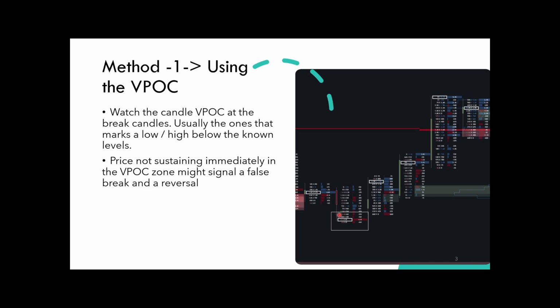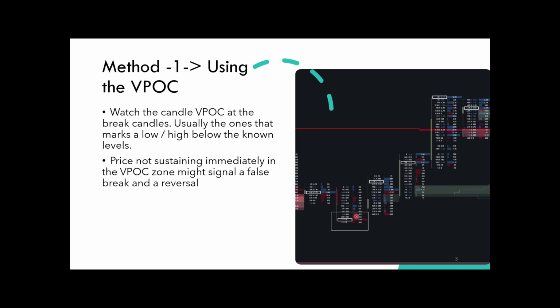Okay, we'll mark the VPOC here. For example, the VPOC is here in this candle. What we are trying to do is see whether the subsequent candles' price is holding into the VPOC or not holding into the VPOC, right? Okay, we want to find that out. What has happened in this case, if you see, is that subsequent candles did not even come to the VPOC of this candle, and price ended up pulling back.